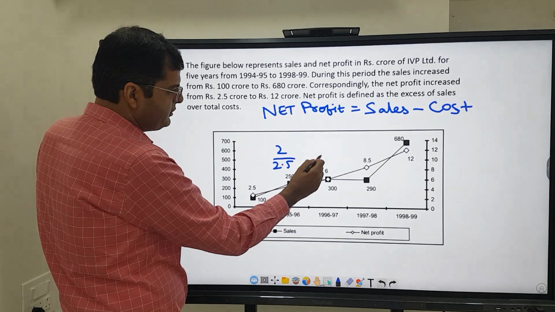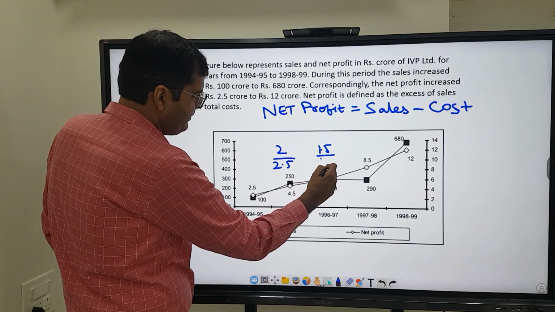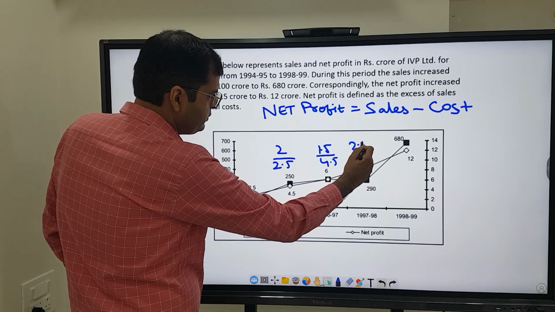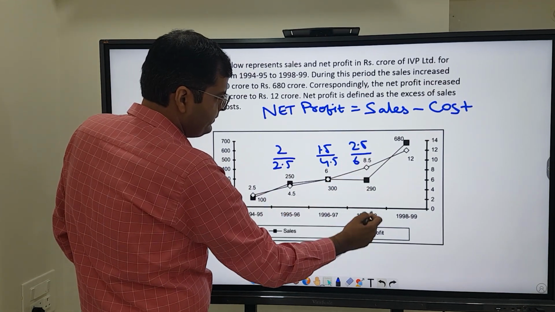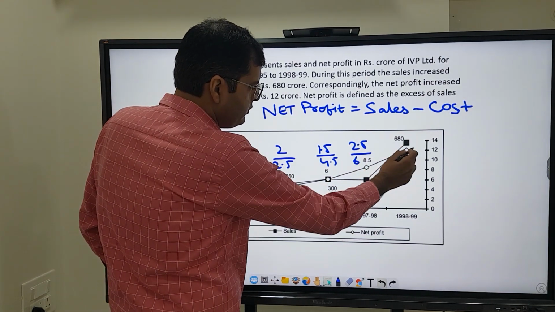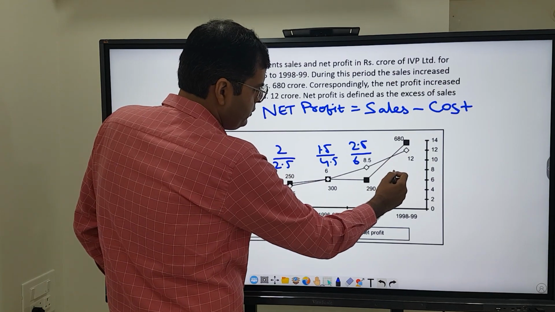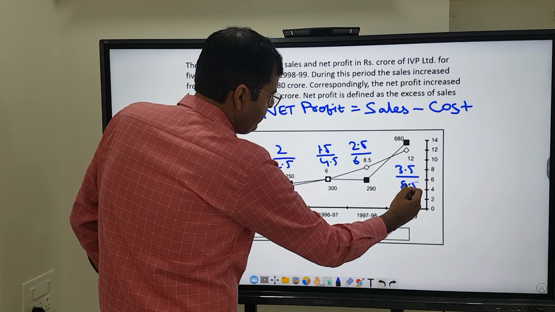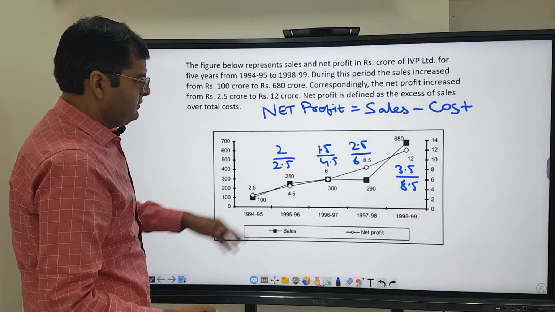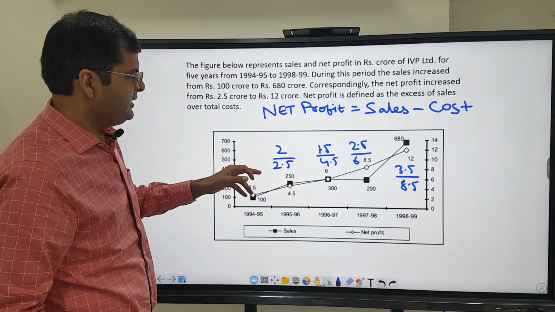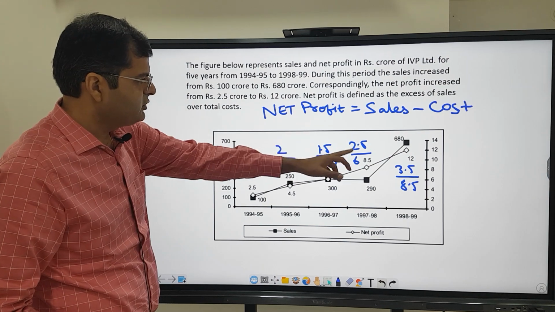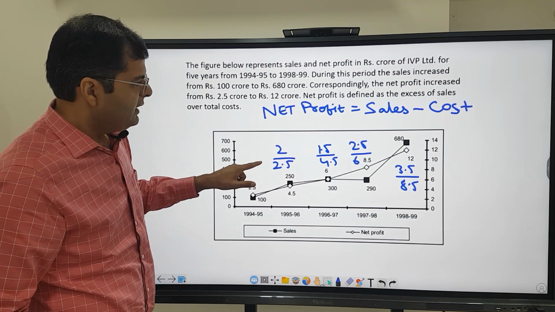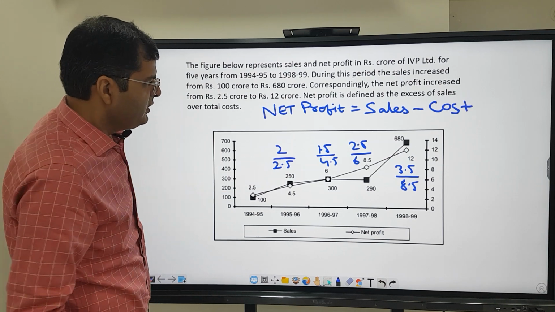Then from 4.5 to 6, that is 1.5 divided by base 4.5. Then from 6 to 8.5, again it is 2.5 at the top and 6 at the bottom. And from 8.5 to 12 is 3.5 divided by 8.5. Now if you look at it over here, this is definitely lower than the others. This is also lower. If you look at it, 2 upon 2.5 has to be the highest over here.